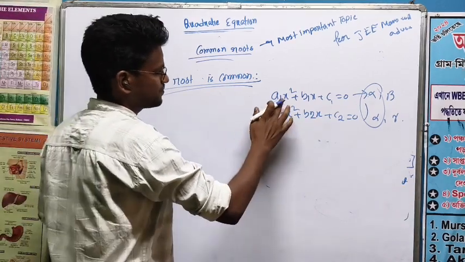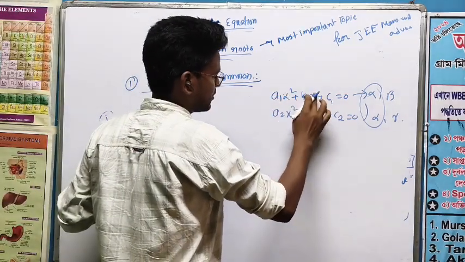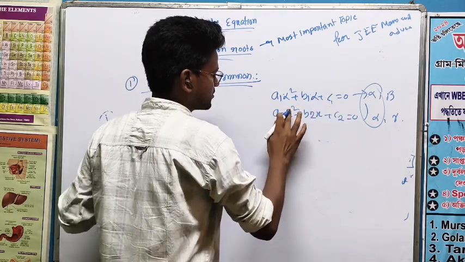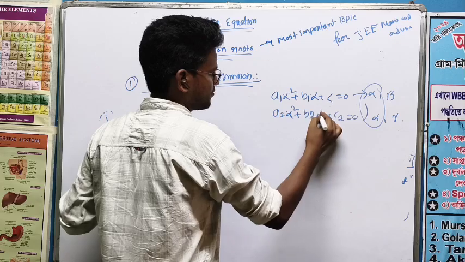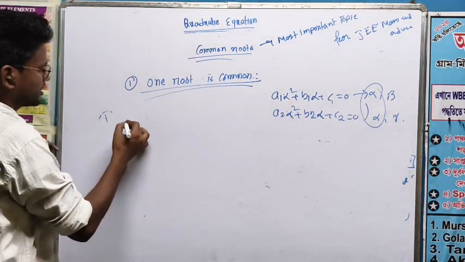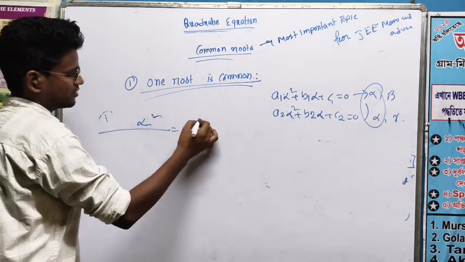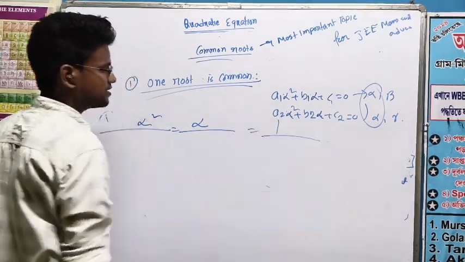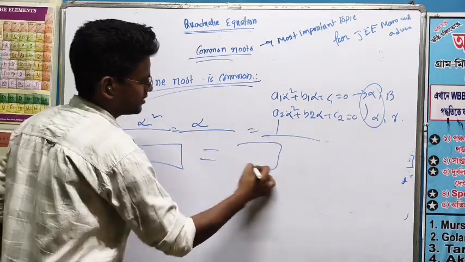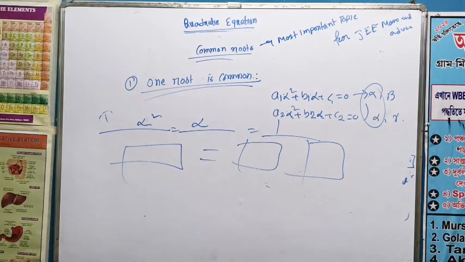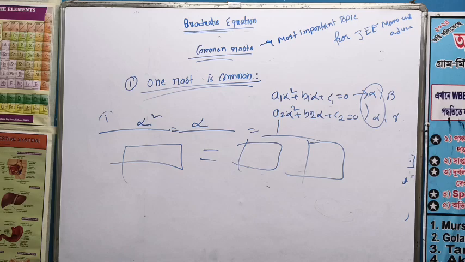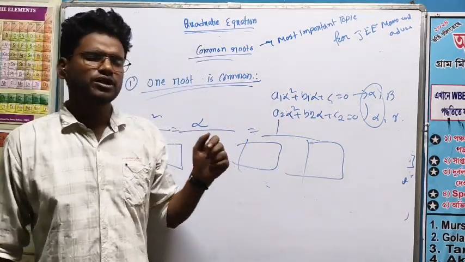So we write alpha square, alpha, and 1 for each equation. Then by cross multiplication, alpha square, that means alpha, is 1 by something, and then you will get a condition. You solve this cross multiplication and you get the condition. But if you try this method, you will take a lot of time.